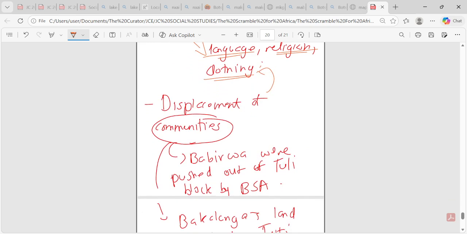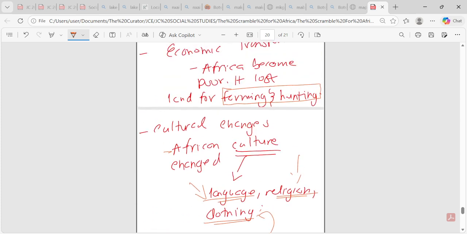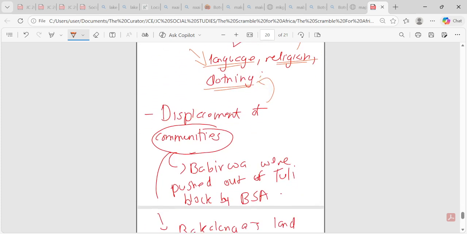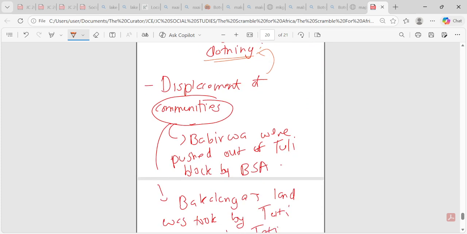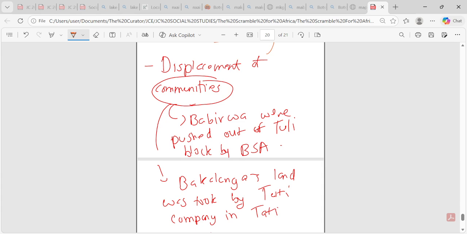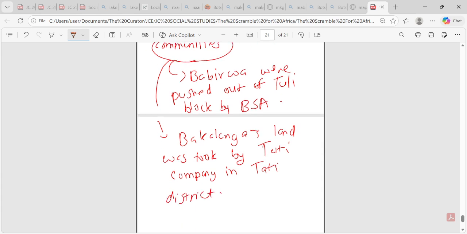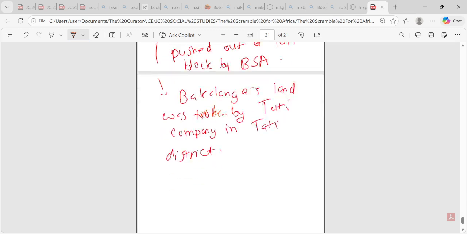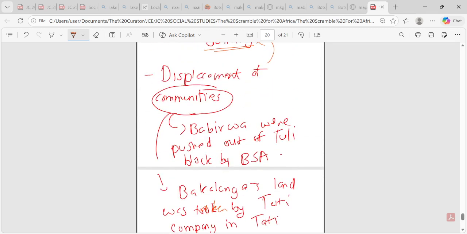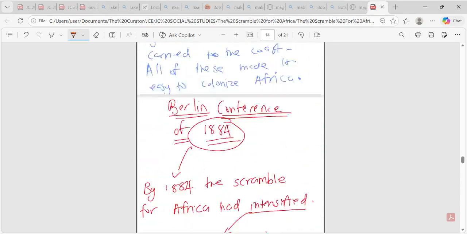There was also the displacement of communities. So I think this point follows from this one. Africa became poor, it lost its land. So there was also the displacement of communities. Babirwa were pushed out of Tule block by the British South African company, BSA. The Bakalanga's land was taken by Tati company in the Tati district. So that's the entirety of the topic, the Scramble for Africa.